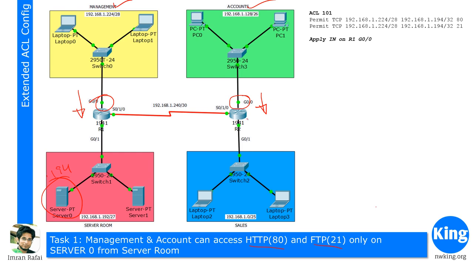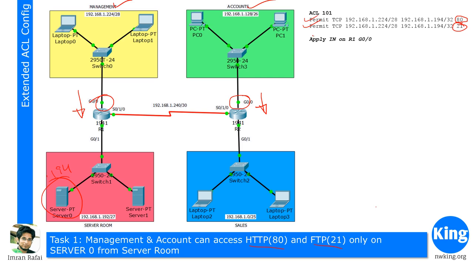194/32. That means we're talking only about this server 0, right? /32 is nothing but host, and we're telling destination port number 80, we're permitting. That means we're permitting HTTP traffic. Then the same command, we're telling permit port 21, which is FTP traffic.